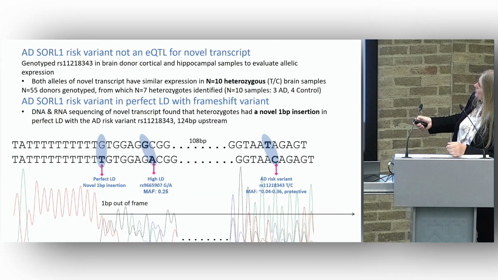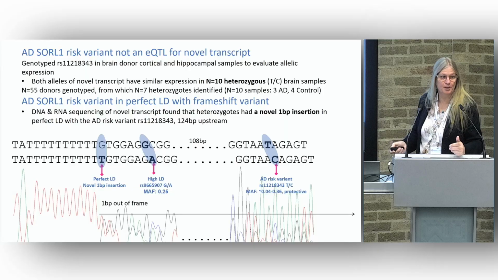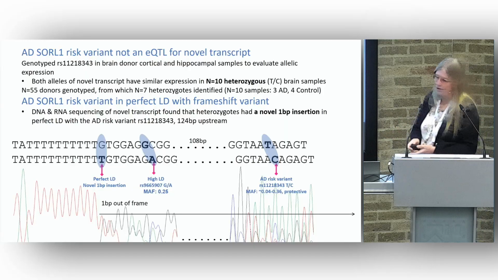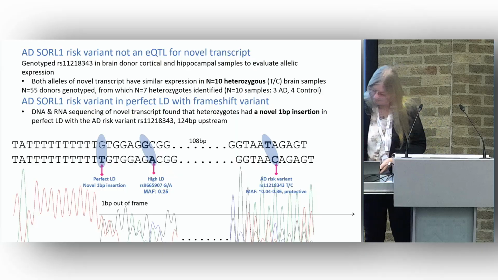But what we found is just a little bit upstream of that, actually in perfect LD with our heterozygotes here, is that there was this novel one base pair insertion which would potentially, if this was made into an mRNA isoform, be pushing this out of frame if it was a coding region.